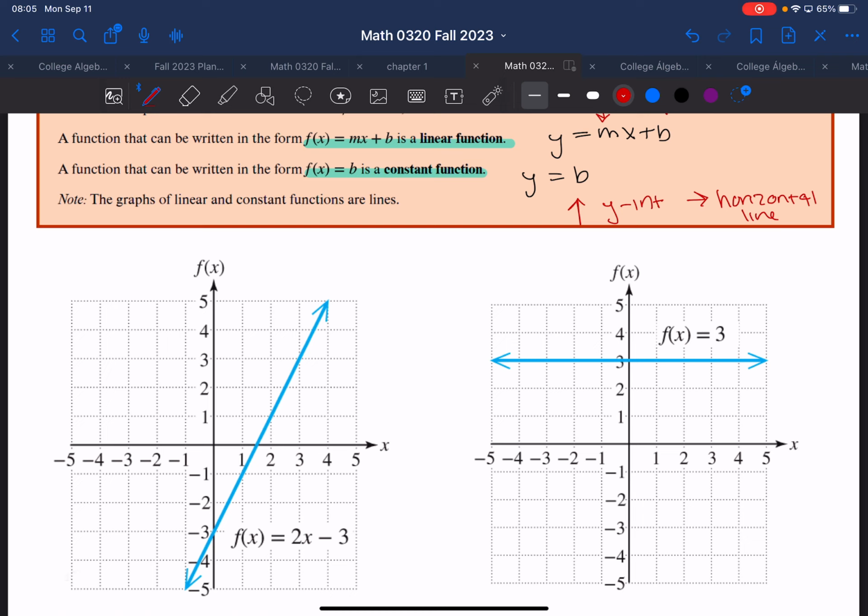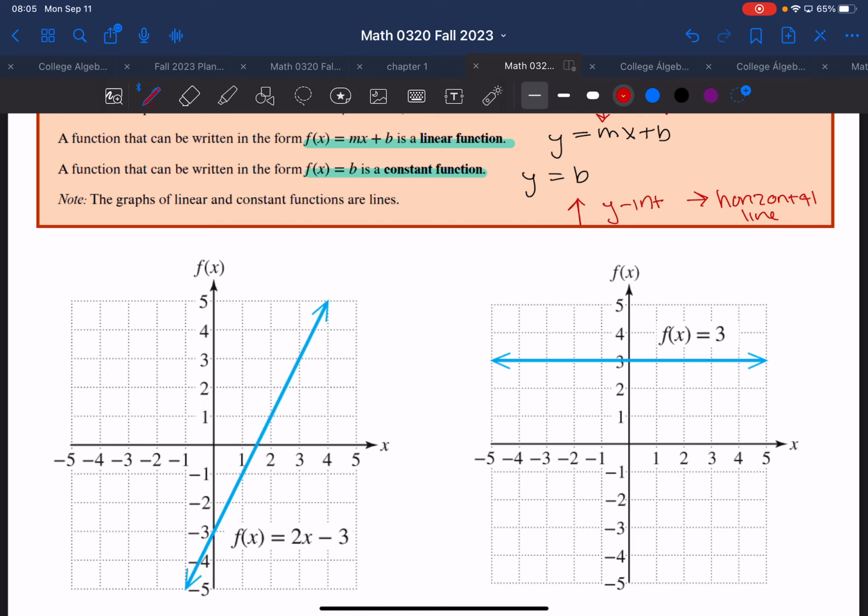So looking at the first 2 graphs, the first graph we can say is a linear function because it is in a line, right? And it doesn't matter if that line is going in the positive direction, the negative direction. As long as it forms a line, it is a linear function. For the second graph, we have a constant function since it gave us a horizontal line.